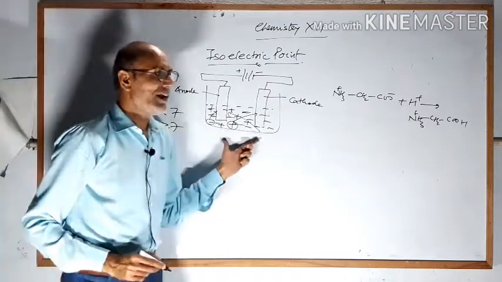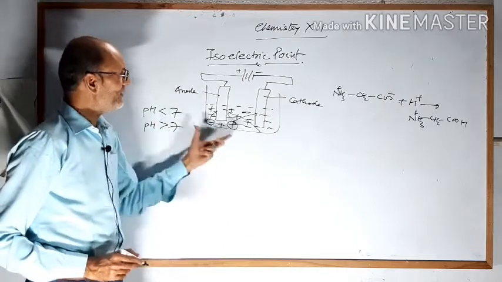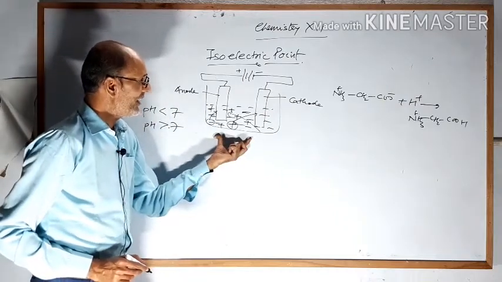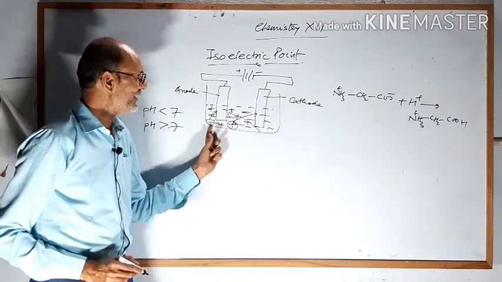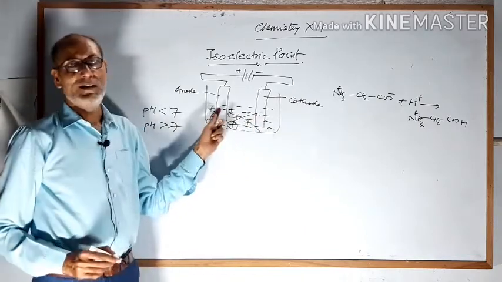But dear student, what I want to tell you, in the amino acids case, at a particular pH, एक ऐसी pH वैल्यू आएगी जिसमें ये आयंस ना इधर को जाएंगे ना इधर को जाएंगे.